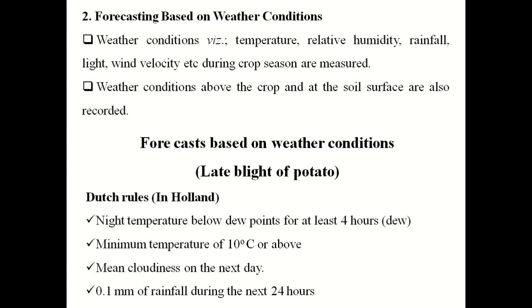Now this rule says: night temperature below the dew point for at least 4 hours, minimum temperature to be 10 degrees or above, mean cloudiness on the next day, and 0.1 mm of rainfall during the next 24 hours. If these four weather parameters are satisfied by the environment, then we can say that there may be chances of late blight disease in potato crop. And according to them, the forecasting for the disease is done and advice is given to the farmers to take certain prophylactic measures.